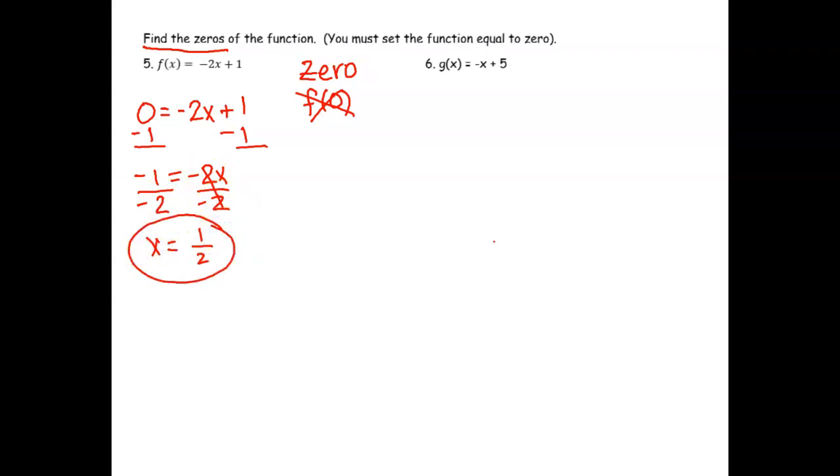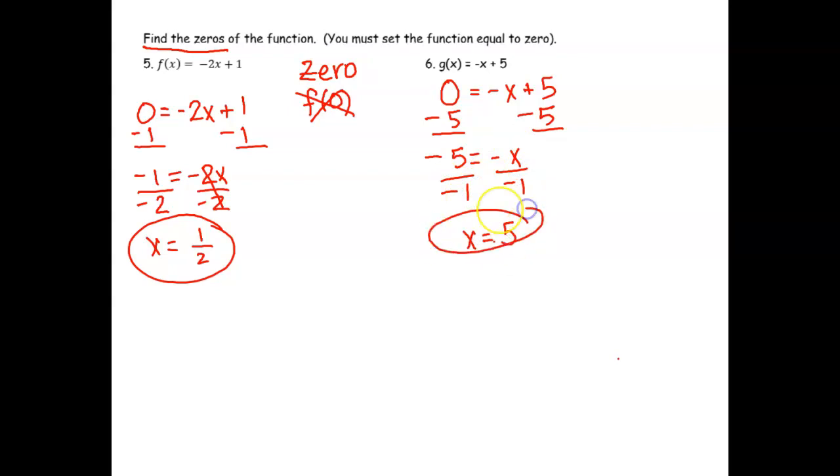Now you should go ahead and try number 6. So I set my output to be 0, -x plus 5. When I subtract my 5 from both sides, I get -5 is equal to -x. So when I divide by -1, my x is equal to 5. So again, that is finding the zero of the function, not f of 0.